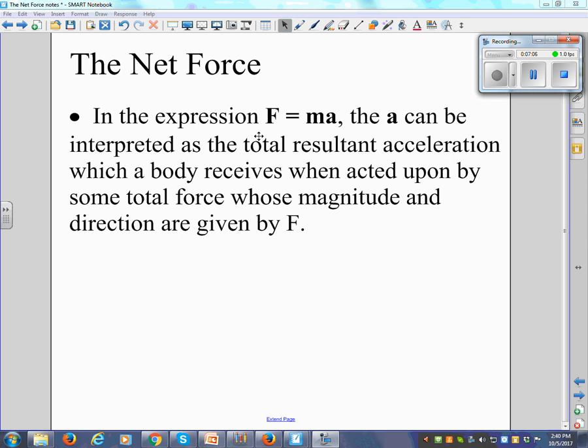So in the expression F equals ma, the A can be interpreted as the total resultant acceleration which a body receives when acted upon by some total force whose magnitude and direction are given by F. So what I'm really saying there, I'm translating it, F equals ma is really F net is equal to ma, right? Because the acceleration is because of the sum of all the forces, the total result of all the forces, which we call the F net. F net simply means what? Add up all the forces. Now sometimes you might have F net x, which just means the x component, just the sideways, because there is no up and down movement.